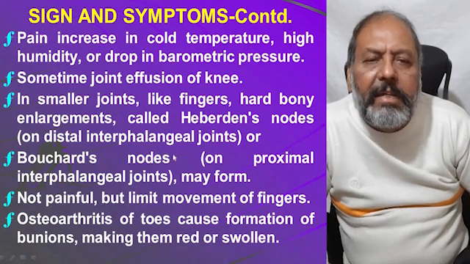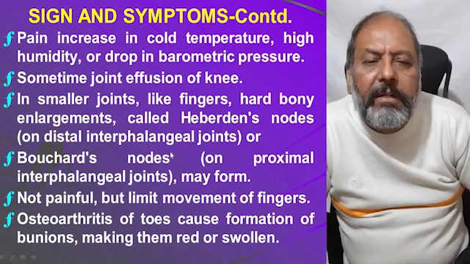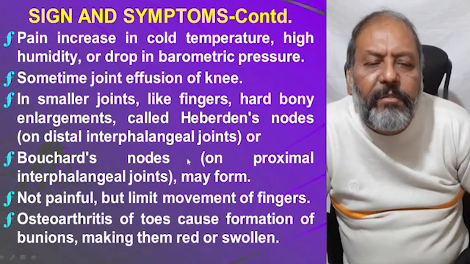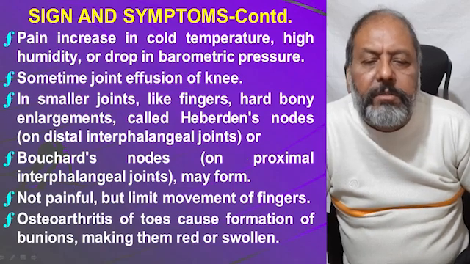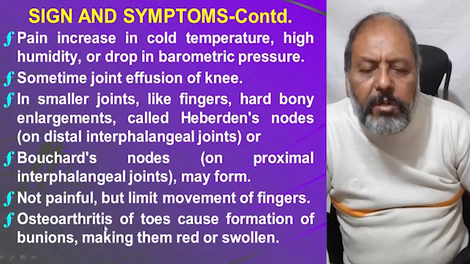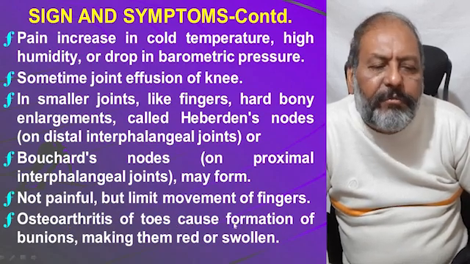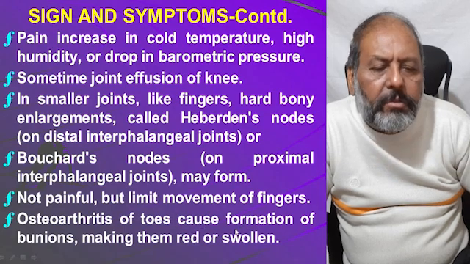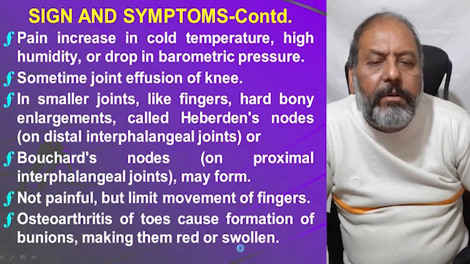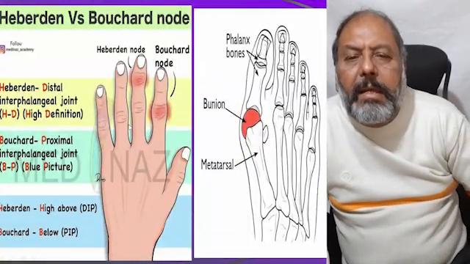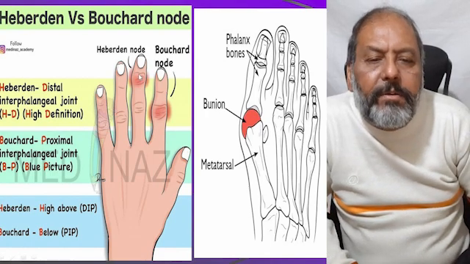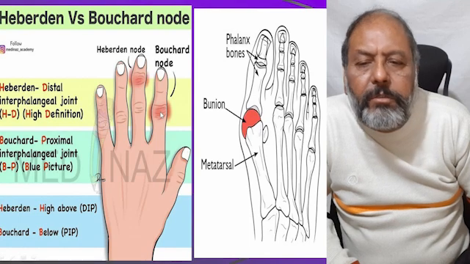In smaller joints like fingers, hard bony enlargements called Heberden's nodes, seen on the distal interphalangeal joints, or Bouchard's nodes, on the proximal interphalangeal joints, may form. These are not painful, but they limit movement of the fingers. Osteoarthritis of the toes sometimes causes the formation of bunions, making them red or swollen. So, Heberden or Bouchard nodes: here one can see the Heberden nodes and here one can see the Bouchard nodes.